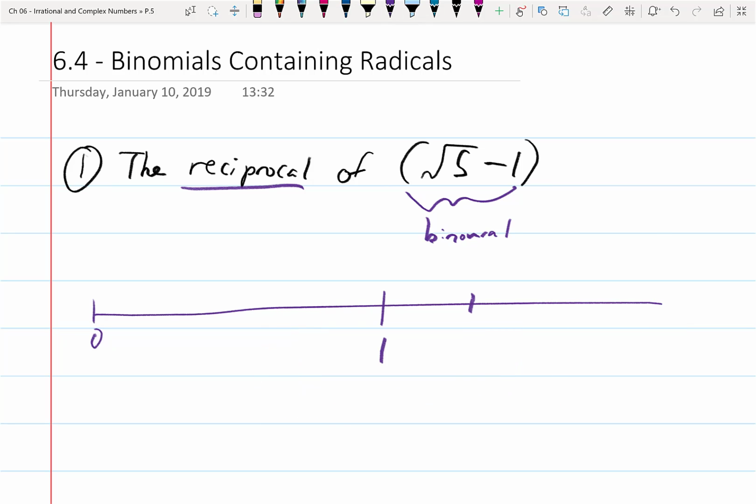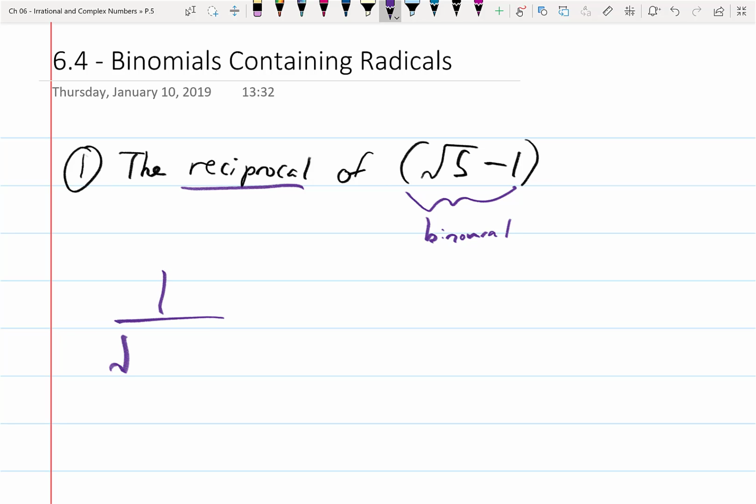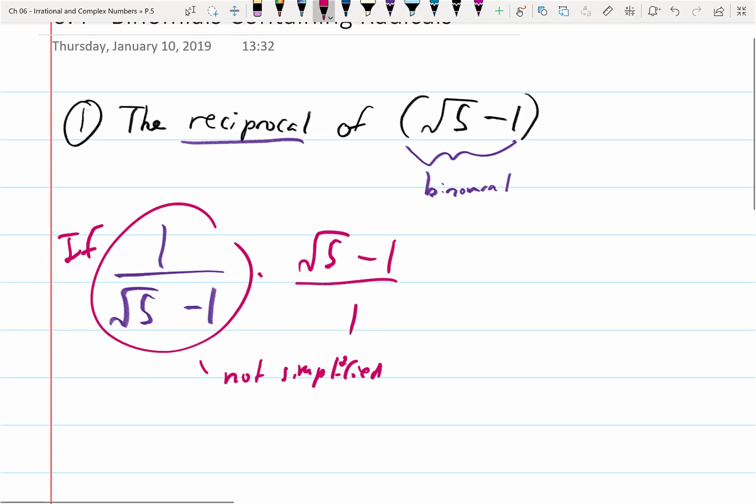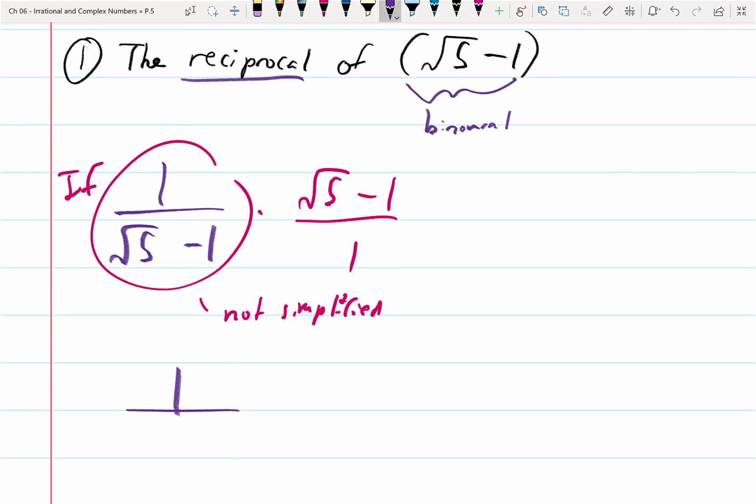So let's go back to this thing. I'm going to erase this and go to the reciprocal of root 5 minus 1, which is 1 over root 5 minus 1. That's the easiest way to get a reciprocal. Because if I were to take 1 over root 5 minus 1 times root 5 minus 1, what do you get? 1. However, this is not simplified, for the very reason that we have a radical in the denominator. At least it's not in simplified radical form. So we're going to go back to this number and figure out how to simplify that.